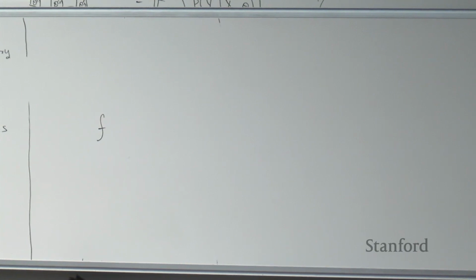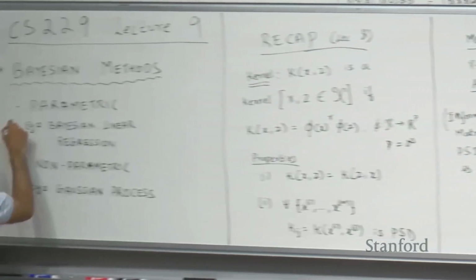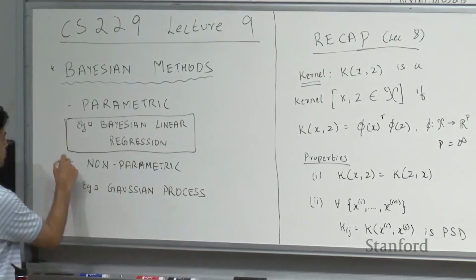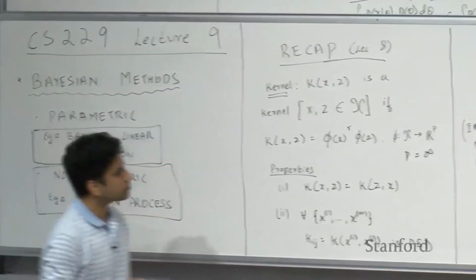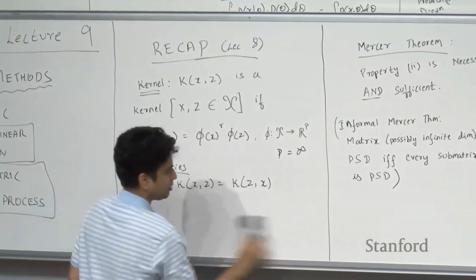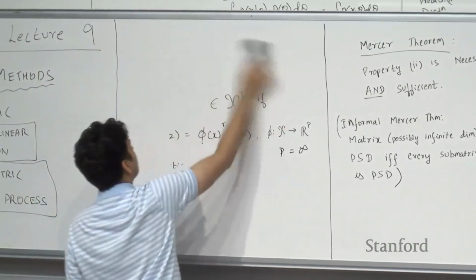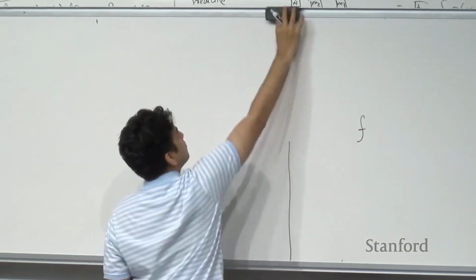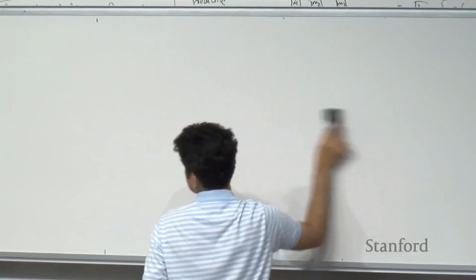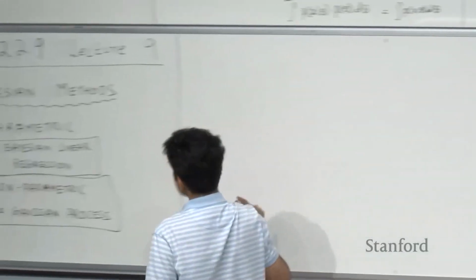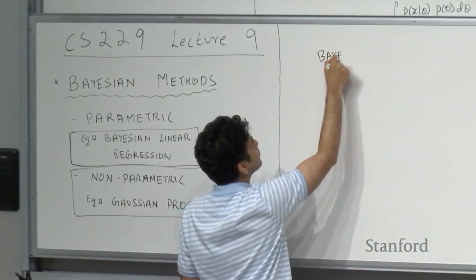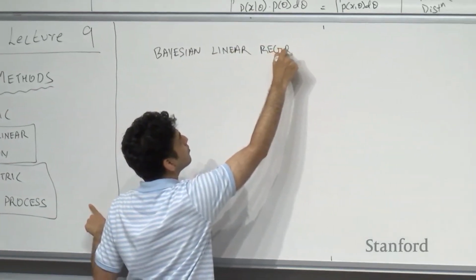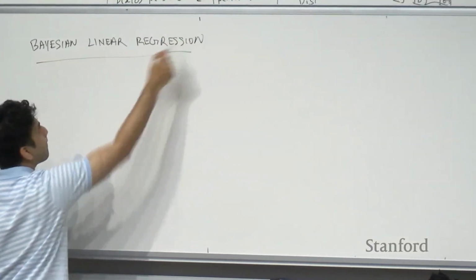Before we get into the details, let's have a look at Bayesian linear regression to get a better feel for how the Bayesian method works in case of regression, and then we'll move on to non-parametric methods, that is Gaussian processes. So, Bayesian linear regression.